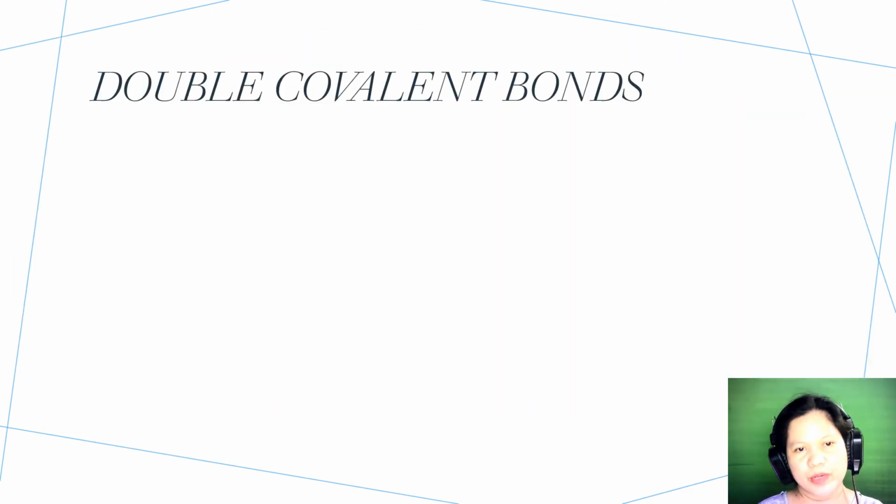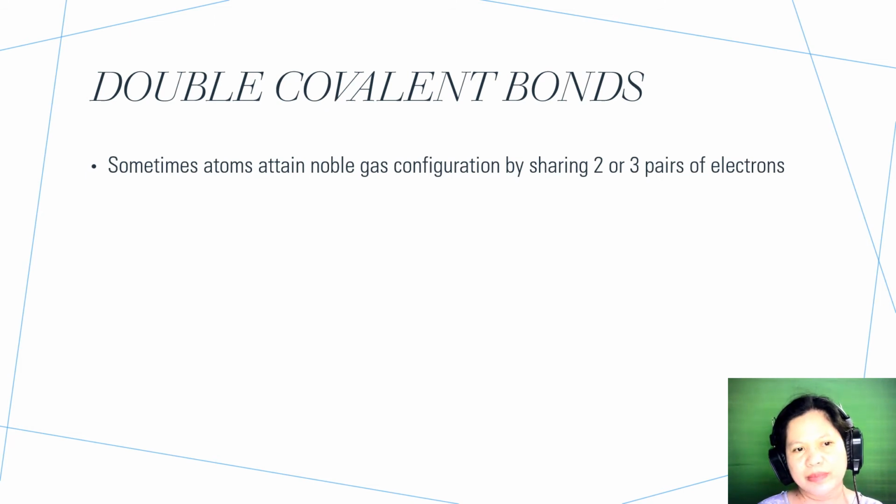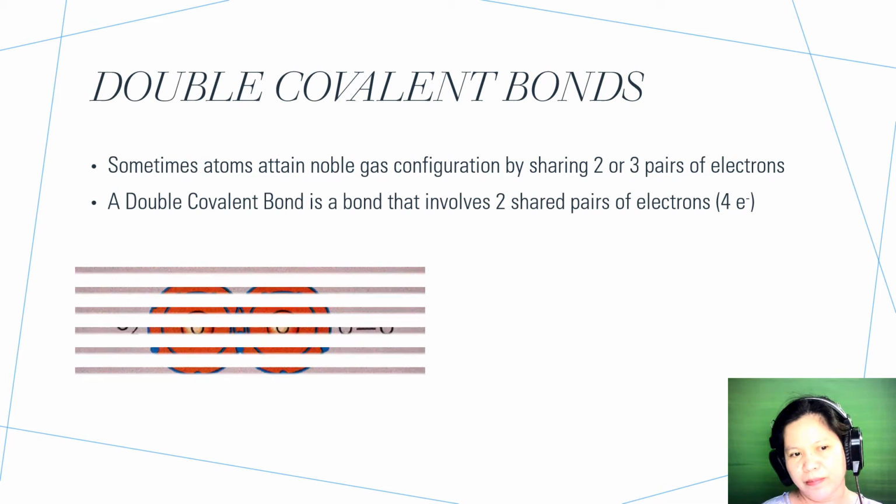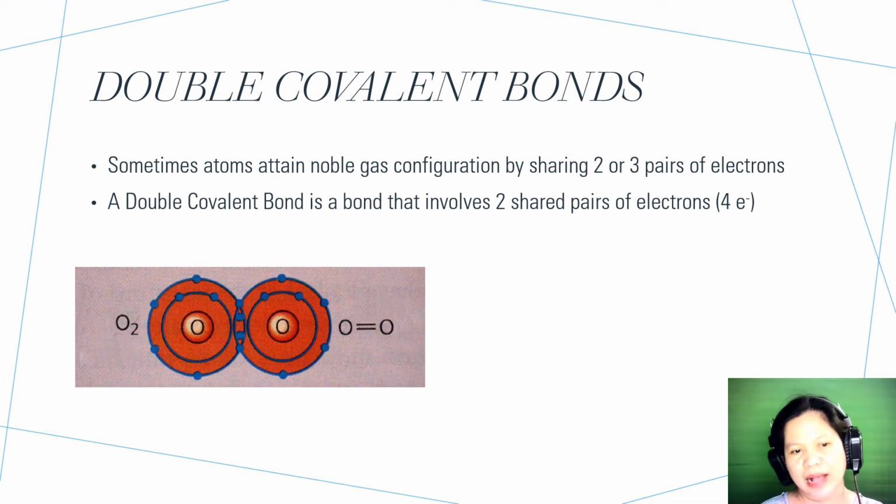Now, what about the double covalent bonds? Okay, sometimes atoms attain noble gas configuration by sharing 2 or more pairs of electrons. A double covalent bond is a bond that involves 2 shared pairs, a total of 4 electrons. For example, oxygen gas. How many shared pairs? There will be 2. So, a total of 4 electrons. So, when there are 4 electrons, it would create a double bond.